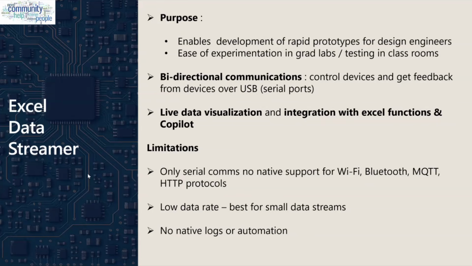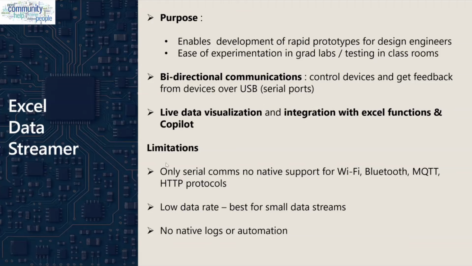The other important thing to call out is the low data rate. Basically, you're talking about 100 hertz of sampling rate. That's very important to keep in mind if you're doing high-speed testing or experimentation. As an example, if you're doing ballistic armor and things like that, this is not the right tool for it, because the rates are immense. You get into megahertz and so on. And then there are no native logs or automation. That's another call out, but those are all secondary.